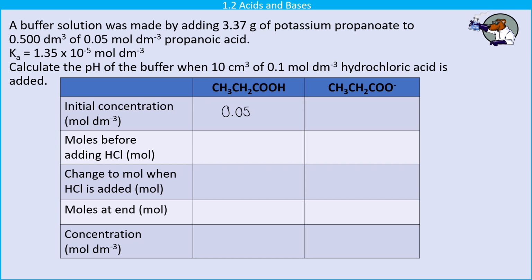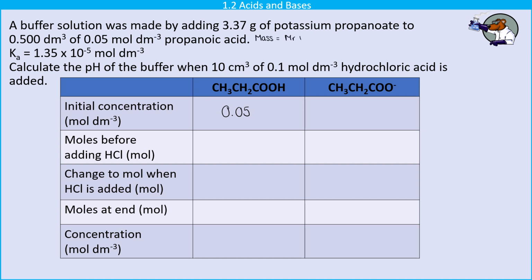Now, I wouldn't be able to do that if this was a buffer that was made from mixing two solutions, which is what we did in the previous video. In that case, I would need to do concentration 1 times volume 1 is concentration 2 times volume 2 and work out the new concentration before I even started. But here I'm adding a solid to the acid, so I can just write that in. But what I do need to do is to work out what's going on with my potassium propanoate.